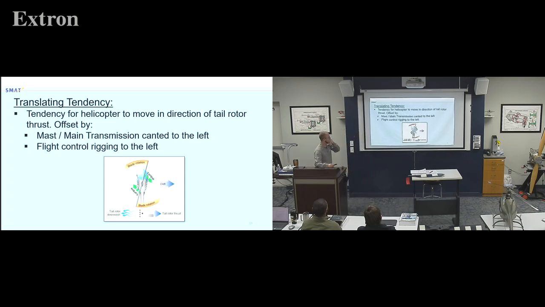All right, so translating tendency. What's the definition of translating tendency? The tendency for a helicopter to move in the direction of tail rotor thrust, and it is offset by the main transmission canted to the left, and flight control riggings to the left. So that mast won't always be dead center of the helicopter. Maybe slightly offset, maybe an inch, maybe 2 inches, to compensate for the translating tendency that the helicopter will have.